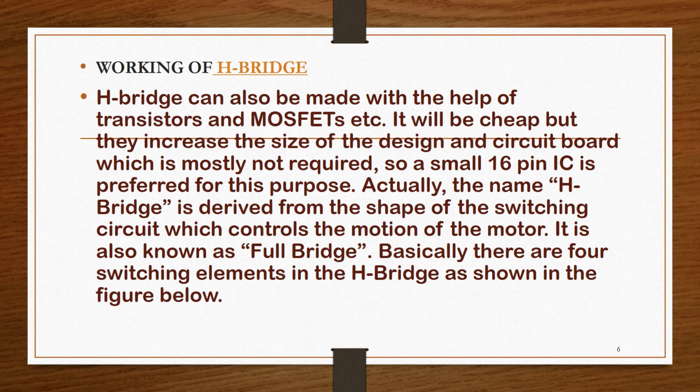Now, an H-bridge can also be made with the help of transistors or MOSFETs, because they both work as switches. It will be cheap, but it increases the size of the design and circuit board, which is mostly not required. So a small 16-pin IC is preferred for this purpose. Actually, the name H-bridge is derived from the shape of the switching circuit, which controls the motion of the motor. It is also known as a full bridge. Basically, there are 4 switching elements, as you can see in the figure.